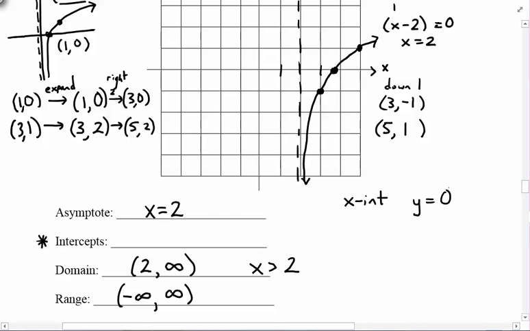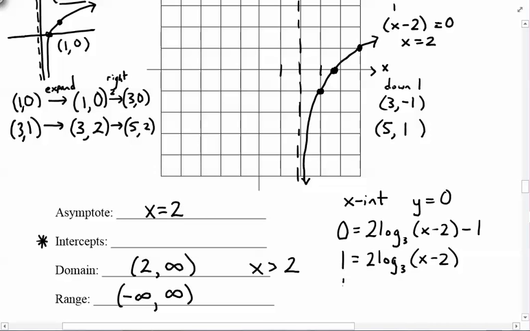So I think I remember the equation is 2 log base 3 of x minus 2, minus 1. Okay, so to get x by itself, I'm first going to move the numbers. I'm going to move the 1 to the other side. I want to get the log by itself, so I'll get the 2 on the other side by dividing both sides by 2. So I get 1/2 is log.